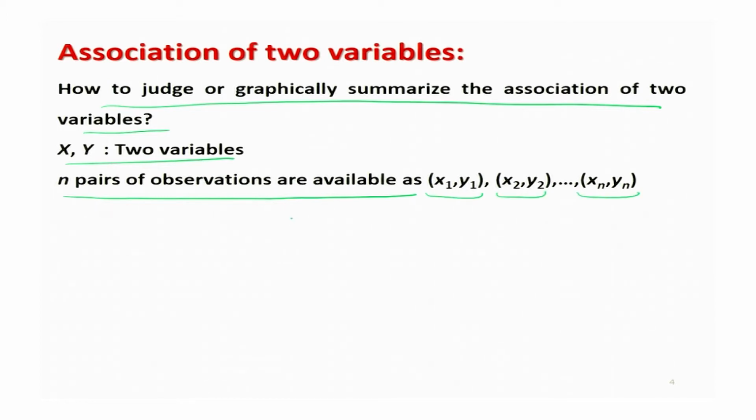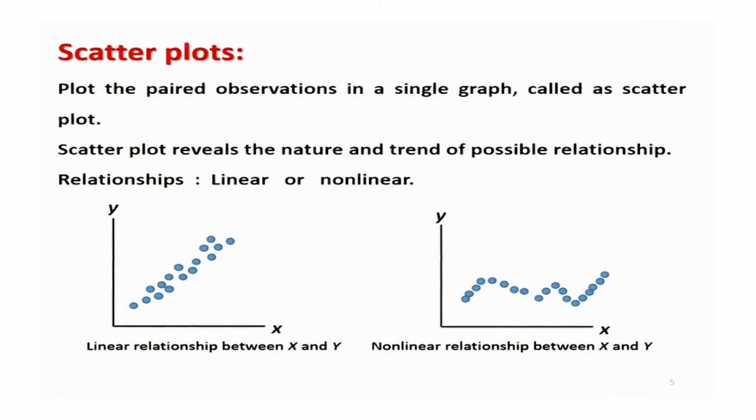For example, if I have data of, say, 5 children on their height and weight, x1 is the height of child 1 and y1 is the weight of child 1. Similarly, for child 2, x2 is the height, y2 is the weight, and so on. These are called paired observations, right? So we have such observations and we want to plot them.